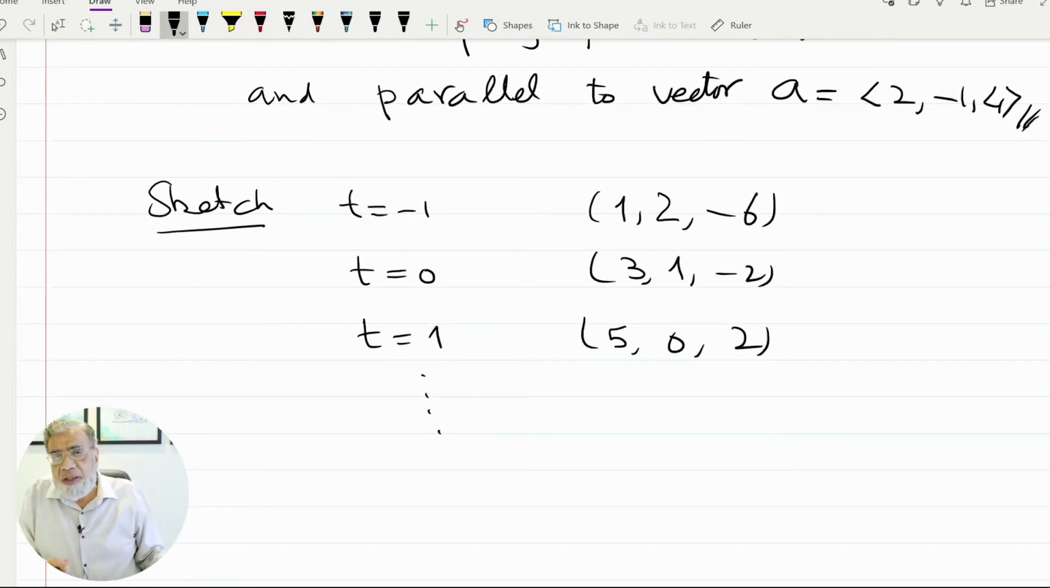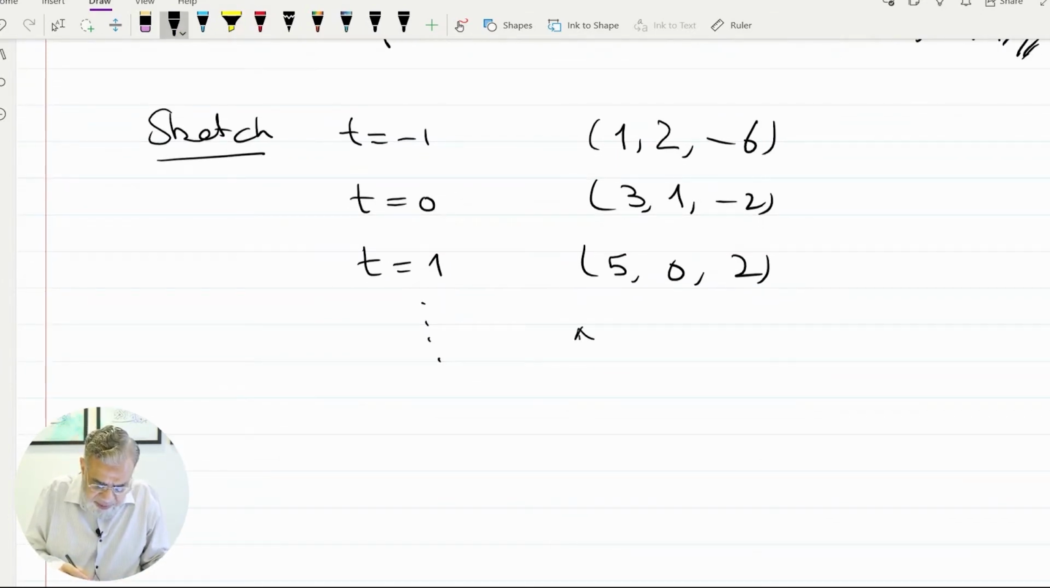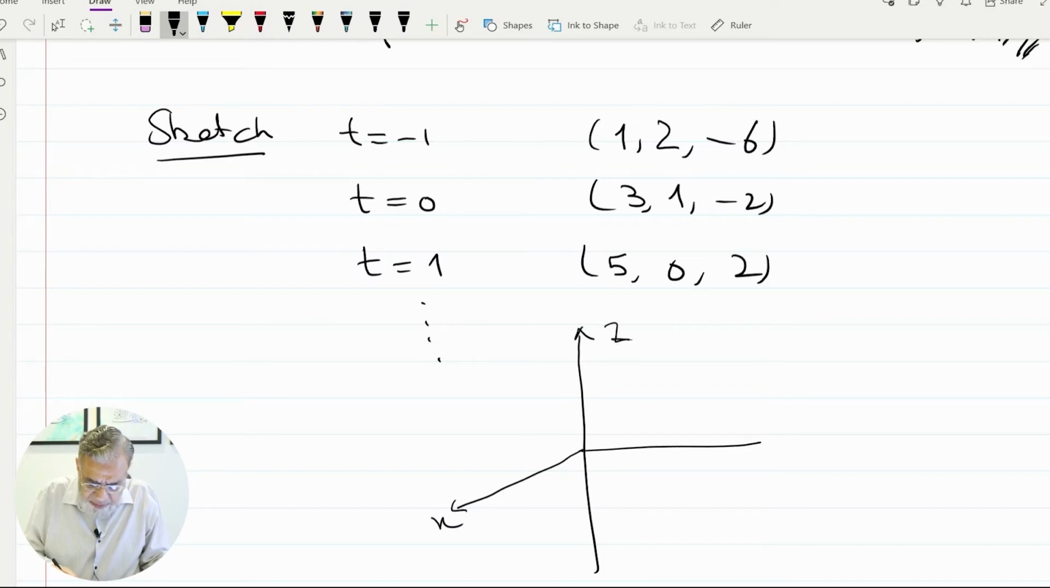We know when we want to sketch a line, we need only 2 points. So I take here my z-axis, my x-axis, and my y-axis. This is my origin 0. I take the first point and sketch it, 3, 1, and minus 2. The x value is 3, the y value is 1, and the z value is minus 2. So this is my point 3, 1, and minus 2.